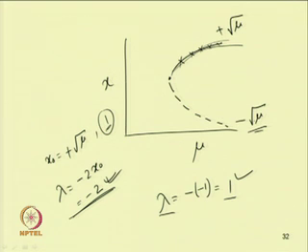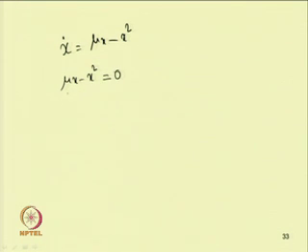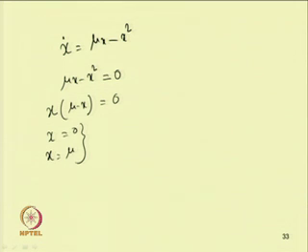So, let us take one more example, in which we take x dot equal to mu x minus x square. So, x dot equal to mu x minus x square. In this case, for the equilibrium point, x dot becomes 0. So, mu x minus x square equal to 0. For the equilibrium position we can find it this way. If I take x common, this becomes x times mu minus x equal to 0. So, either x equal to 0 or x equal to mu. So, we have two solutions: one is x equal to 0 and the other is x equal to mu.